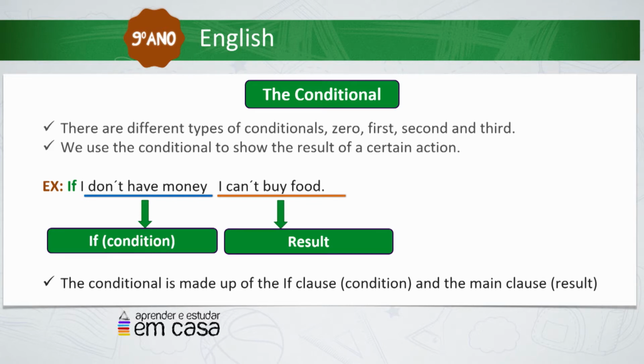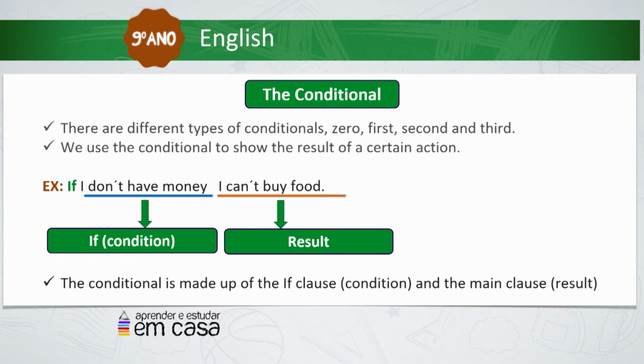So this is our lesson, the conditional. There are different types of conditionals. We have the zero, the first, the second, and the third. We use the conditional to show the result of a certain action. For example, if I don't have money, I can't buy food. Now, students, in the first part of the sentence, we have the condition, don't have money. And in the second part of the sentence, we have the result.